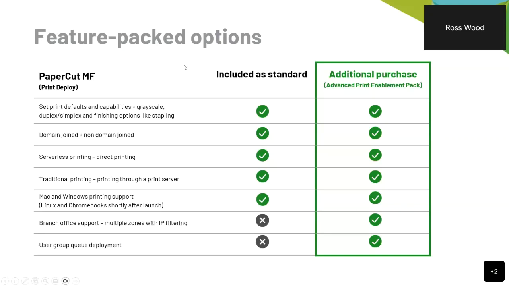So, feature pack options. Let's go with what's included as standard out of the box, and then we'll cover what you can get with the additional purchase, the add-on. That add-on is called the Advanced Print Enablement Pack. So out of the box, I mentioned we get the one zone.